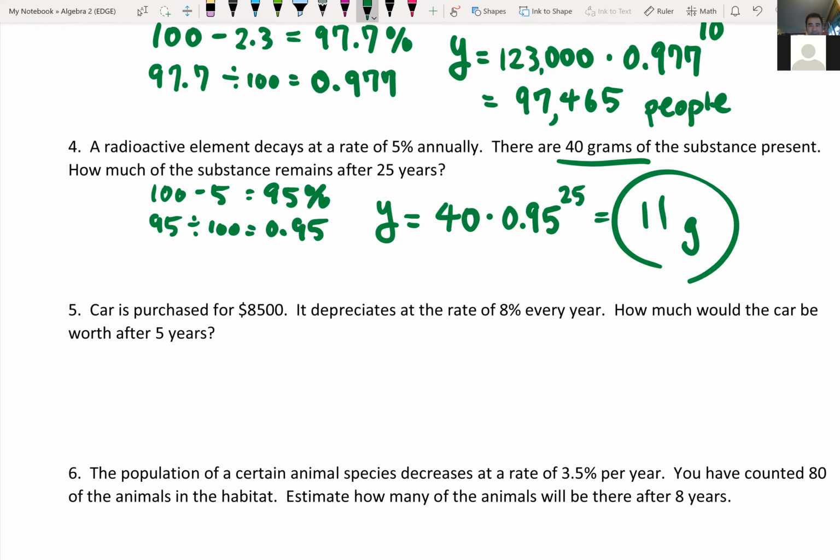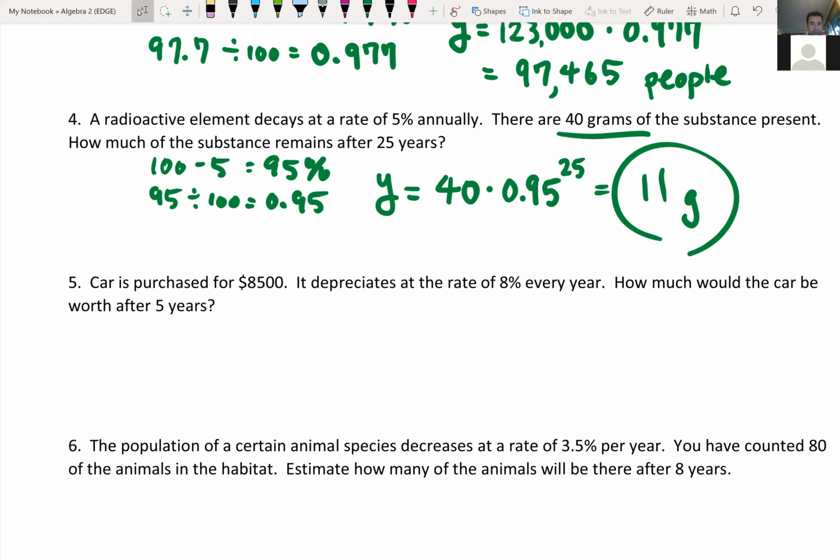Okay, number 5. Again, it's the car example. This time it's 8,500. The rate of decrease, the depreciation rate, is 8%. What will the car be worth after 5 years?